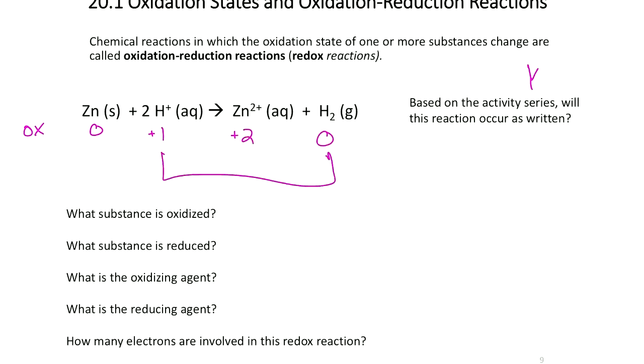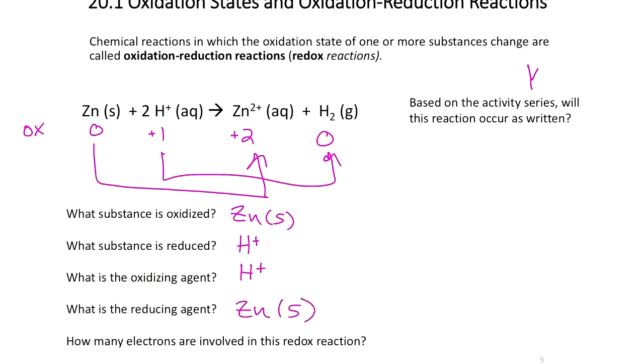So if we track things, what substance is being oxidized? What substance has its oxidation number increase? Zinc solid. What substance is being reduced? H+. What's the oxidizing agent? H+. The reducing agent is zinc solid. Now the tricky part: how many electrons are involved in this process? Look at the oxidation numbers. Yeah, 2, because zinc is losing how many electrons? 2. It's going from zinc solid to zinc 2+. So in this example, we can see that 2 electrons are being transferred.